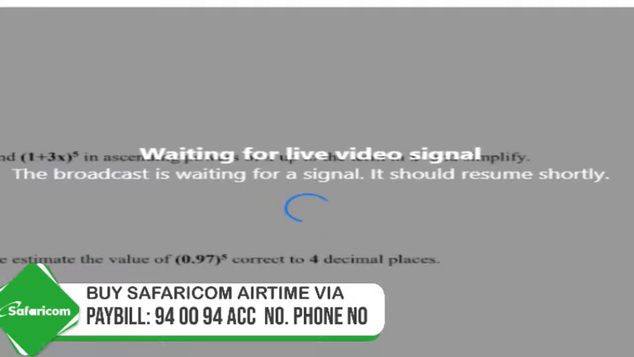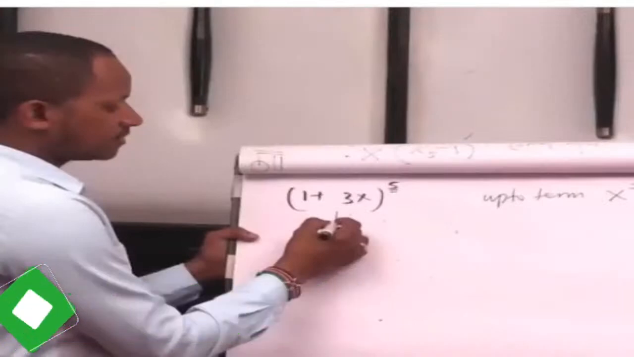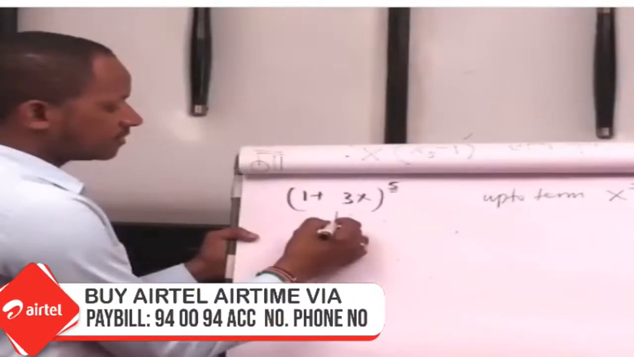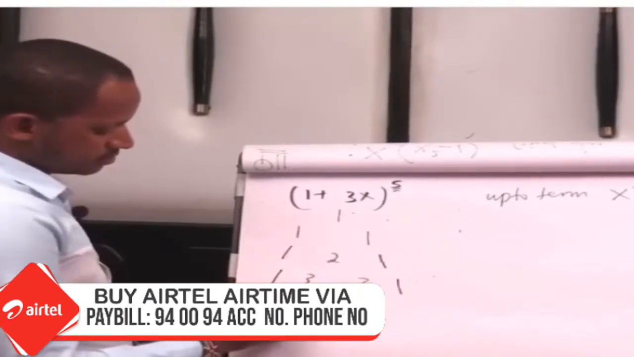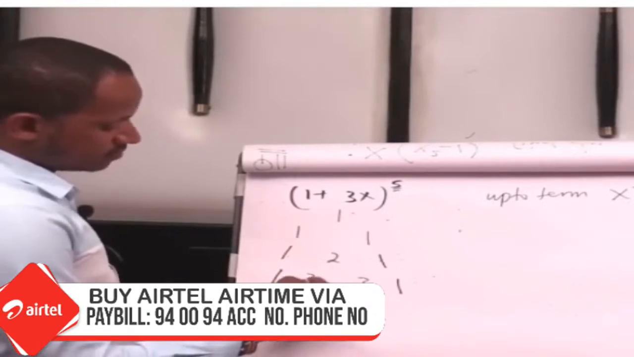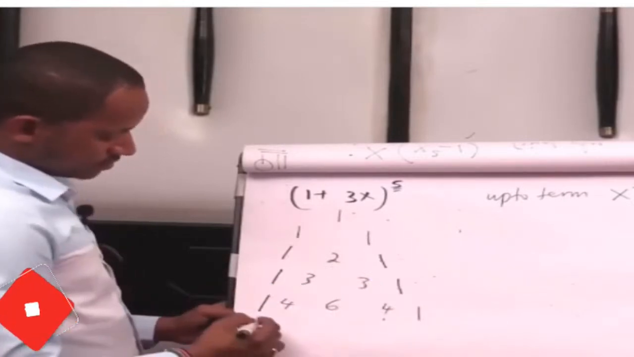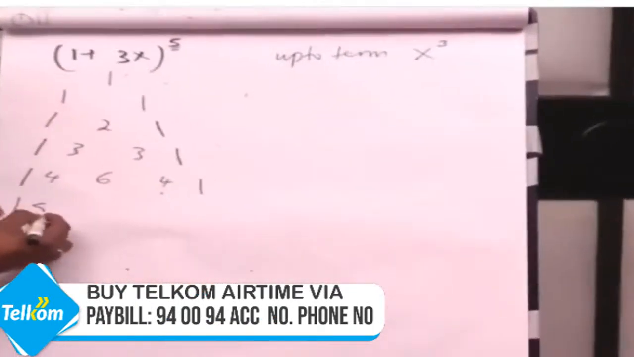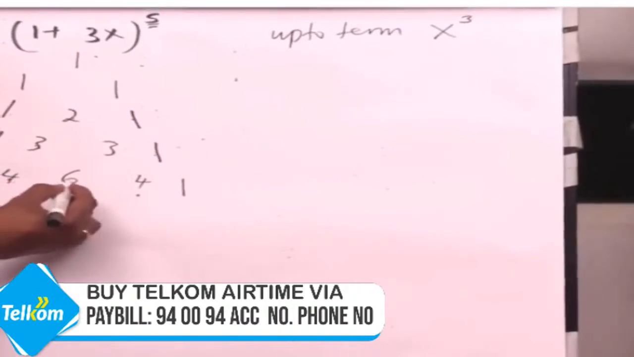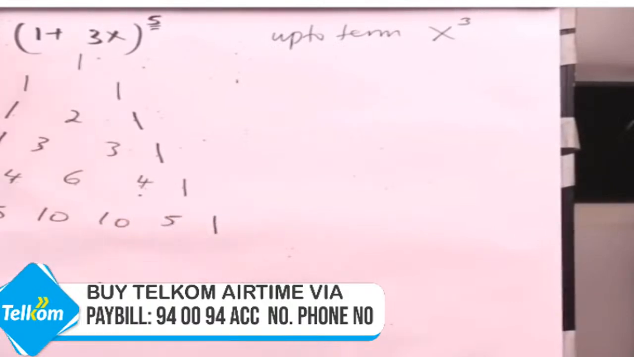By use of Pascal's triangle, you start with 1, 1, 1. We want to get the factors of 5. Then 1, 1 plus 1, 2, 1. Then 1, 1 plus 2, 3, 2 plus 1, 3, then 1. Then 1, 1 plus 3, 4, 3 plus 3, 6, 3 plus 1, 4, then 1. Then 1 this side, 1 this side, it maintains. Then 1 plus 4, 5. 4 plus 6, 10. 6 plus 4, 10. 4 plus 1, 5. Then 1.